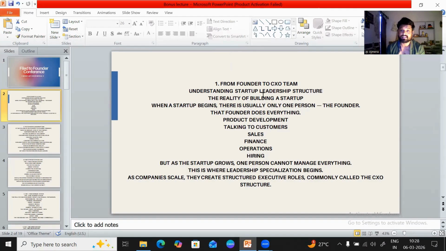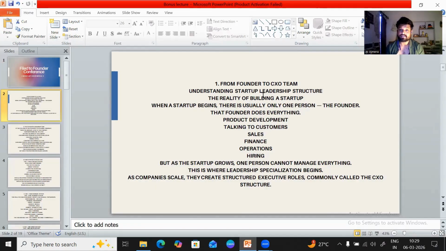When a startup begins, there is usually one person, the founder. That founder does everything: product development, talking to customers, sales, finance, operations, and hiring. This is true because of all the stuff that we already talked about in our previous lecture. When we begin any startup from scratch, there would be one person, the founder, who does everything, because we do not have money in the initial phase. There may be a case that you have money, but initially we do not have that much requirement or demand for our product or service, so it is useless to have lots of people.